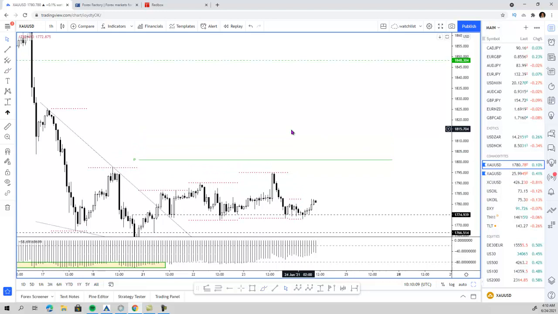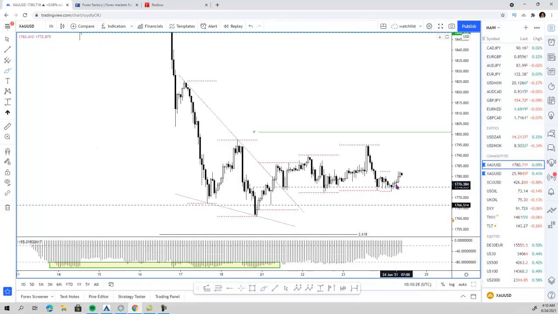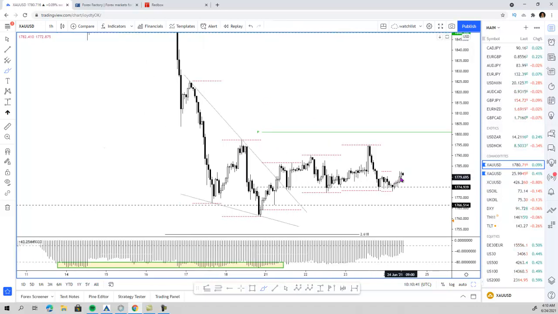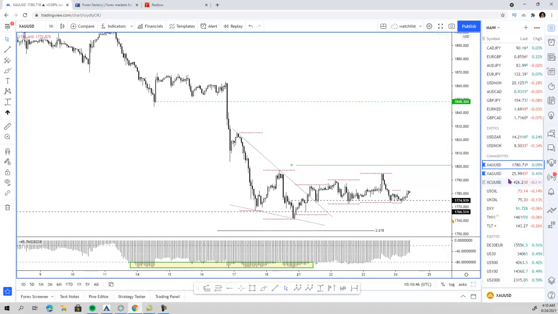Right now, we are seeing buyers pick up price every time the 1774 to 1773 level is retested. The previous 2 days' lows are around these levels in gold. And today we saw price break what were today's highs around the 1780.50, and price is stabilizing above that level. So we need to see what's going to happen when the New York volume comes in.